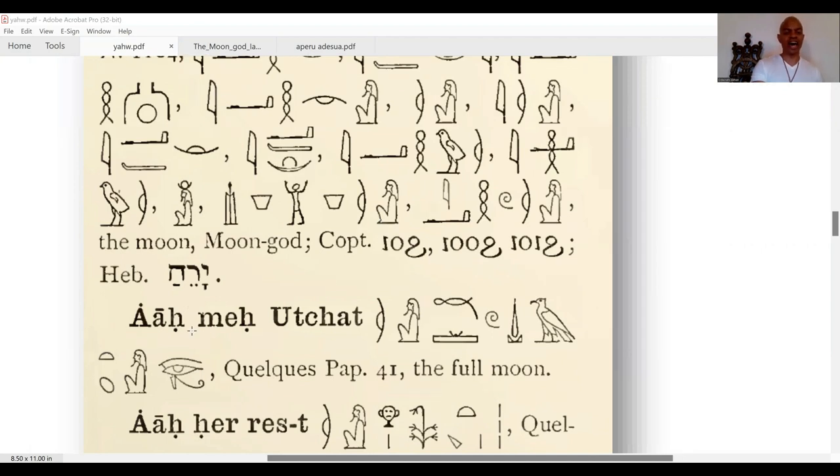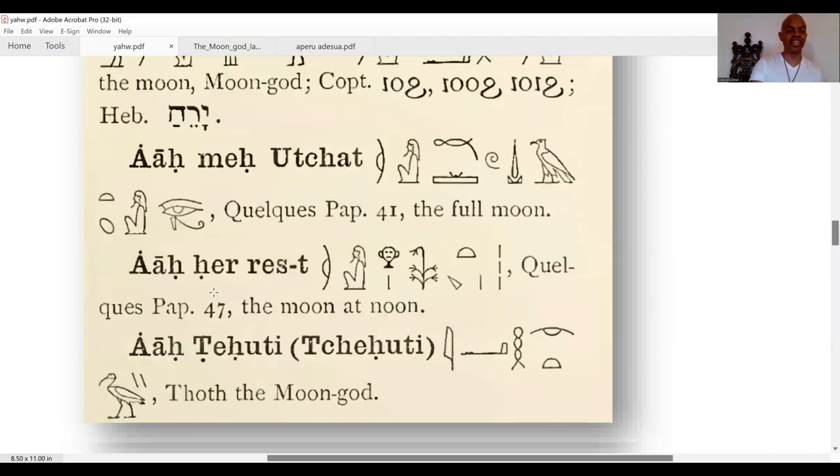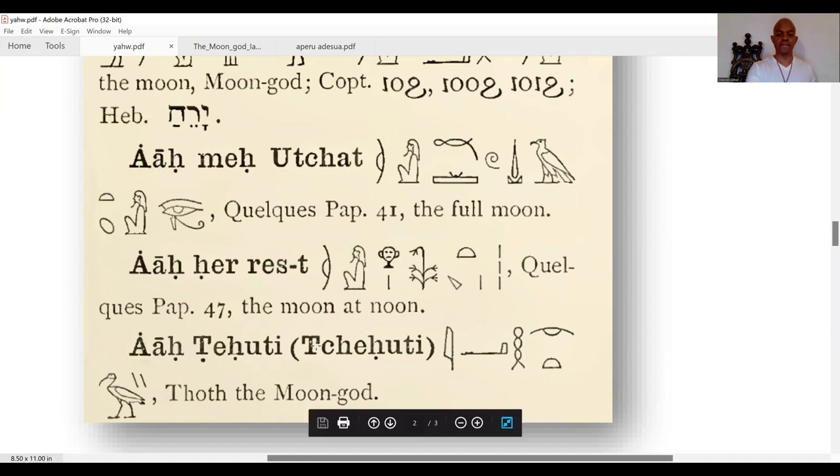So you have Ea, Me, Uchat, the full moon. And then you have Yahereset, the moon and noon, the southern Yah and so forth. And then you have Yah Tuhuti. So you have the Yah spelling, the moon and so forth, and then the divinity Tuhuti.